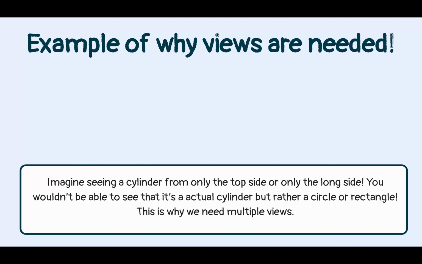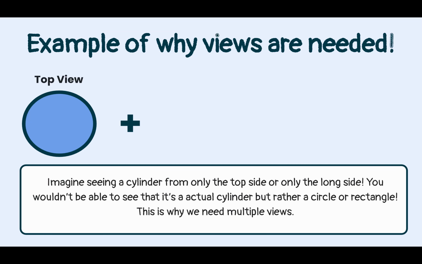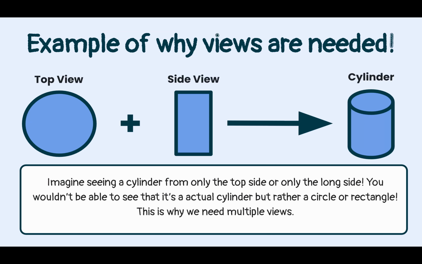Here are some examples of why views are needed. Imagine seeing a cylinder from only the top side or only the long side. You wouldn't be able to see that it's an actual cylinder, but rather a circle or rectangle. This is why we need multiple views.